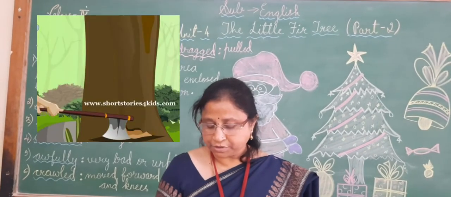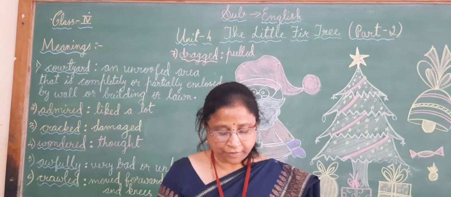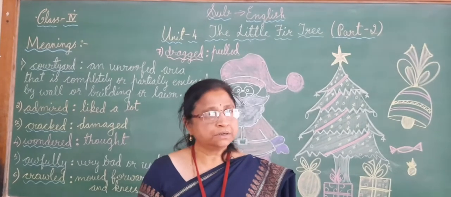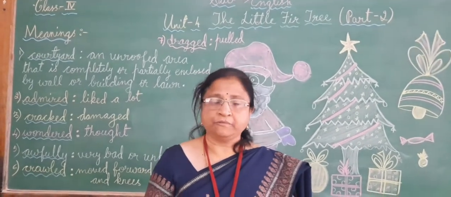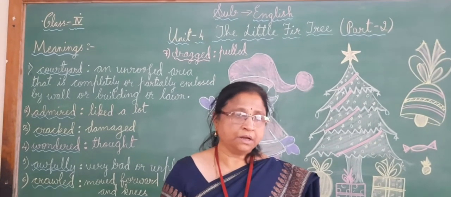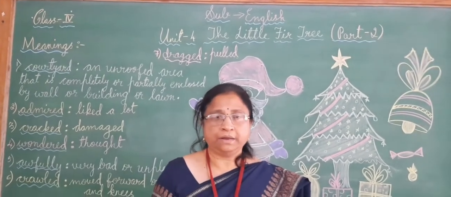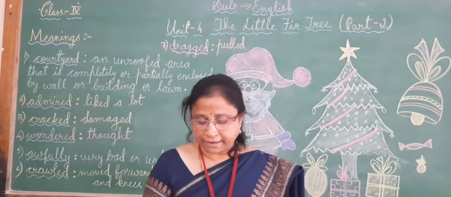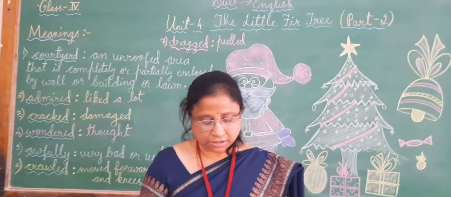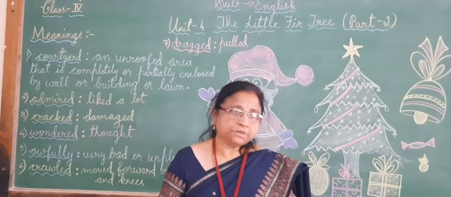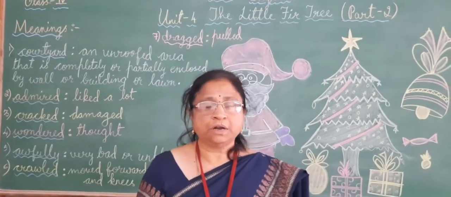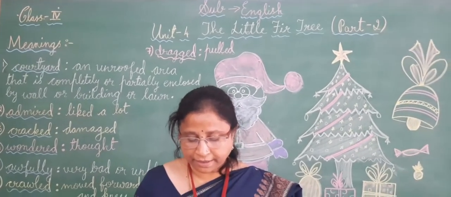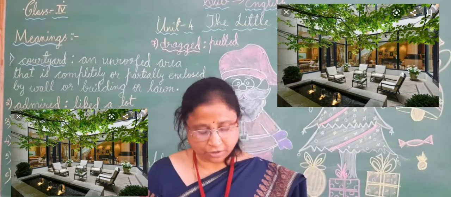As the axe went into the trunk, the tree felt weakness and pain. When the woodcutter was cutting the trunk of the tree, trunk means what, children? Stem. When the woodcutter was cutting the stem of the fir tree, it felt very much pain and weakness. It forgot that it had been waiting for this day for such a long time. After an uncomfortable ride in a cart, it reached the courtyard of the house.